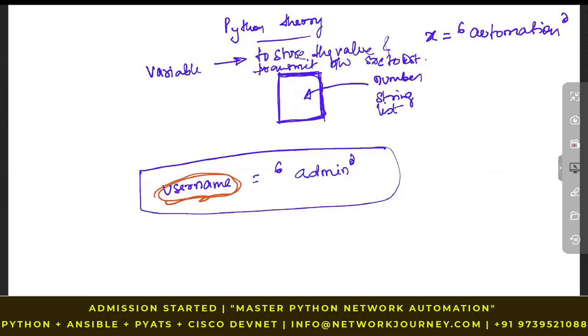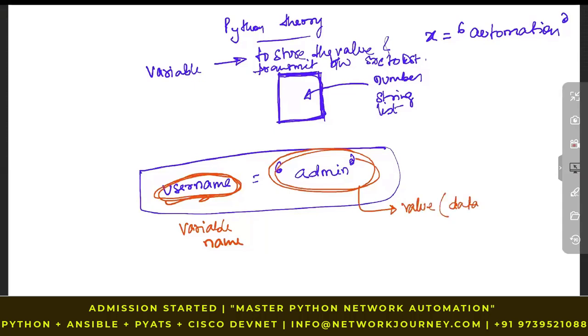The left hand side is the variable name. What is this? It's a value, which means assigning to that particular variable. Yeah, you can say value or data that we are assigning. And how do we assign a value to a variable? Using the equals to operator.